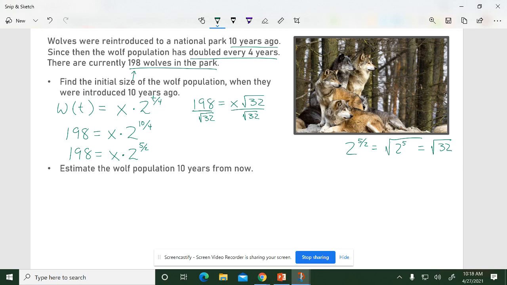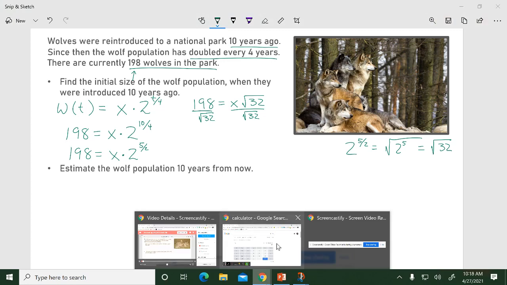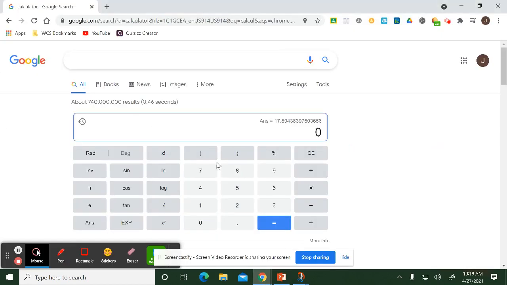So I'm going to head back over to the calculator. So we've got 198 divided by square root of 32. And that is equal to almost exactly 35. So we've got 35 wolves.